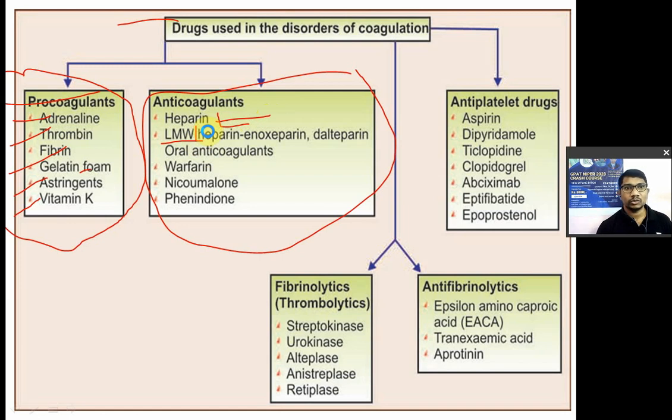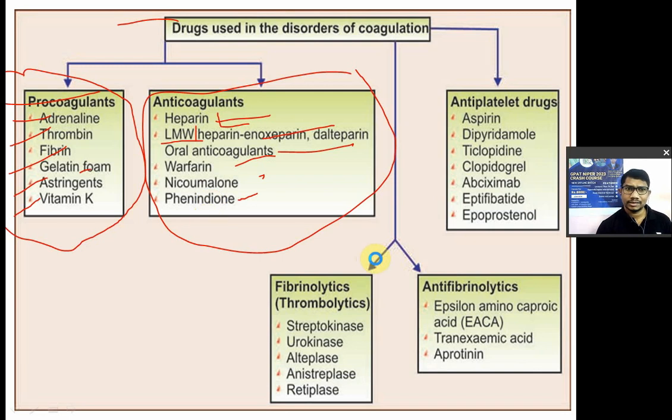Heparin has a molecular weight of 10 to 20,000 daltons. So in that you have enoxaparin, dalteparin. Okay, then oral anticoagulants, in that you have warfarin, acenocoumarol, then phenindione, and dicoumarol.